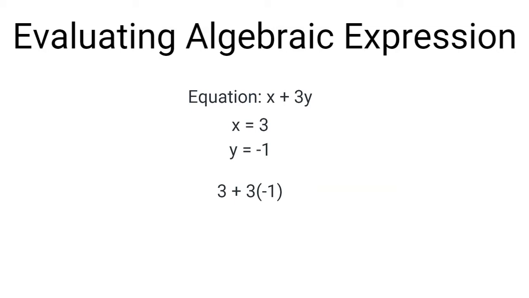Solve this equation using your order of operations. So first, 3 times negative 1 is negative 3. Then we have 3 plus a negative 3, or 3 minus 3. So the answer is that it equals 0.